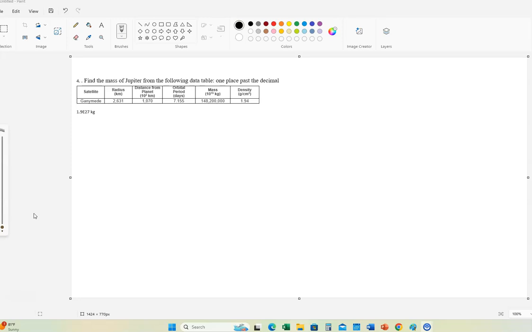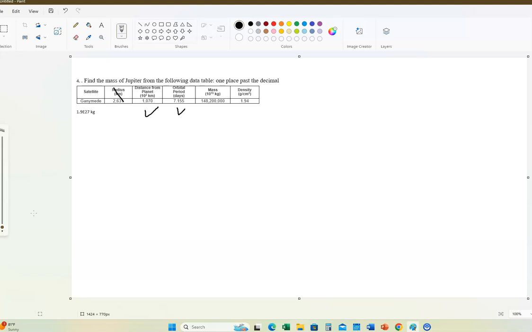I said planet a minute ago. I'm sorry, I meant moon. Ganymede is a moon of Jupiter. We don't need all this information. The radius of the moon does not matter. We do want the distance from the planet, that number right there, and we also need the orbital period. We don't care about the mass or the density of the moon. The purpose of this is to understand that you really just need the orbital information.